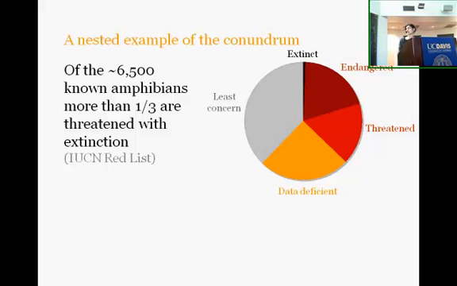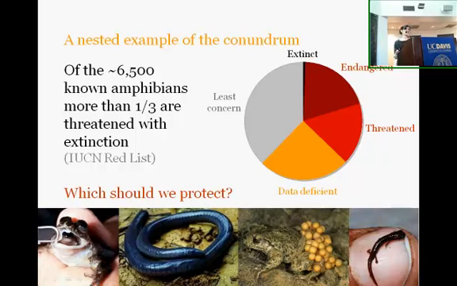So here's an example. I work on amphibians, and as many of you know, more than 1/3 of amphibians are currently highly threatened with extinction. And so we start with a higher level question before we get to populations, which is which species do we want to save? There is a phenomenal amount of diversity in amphibians.